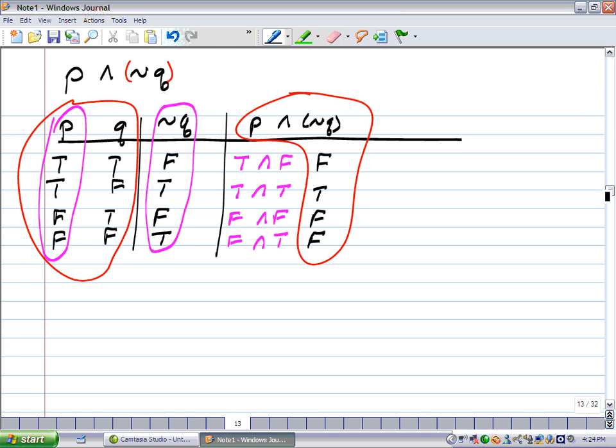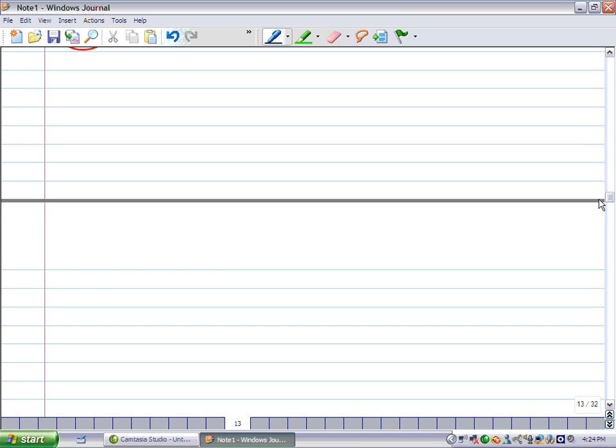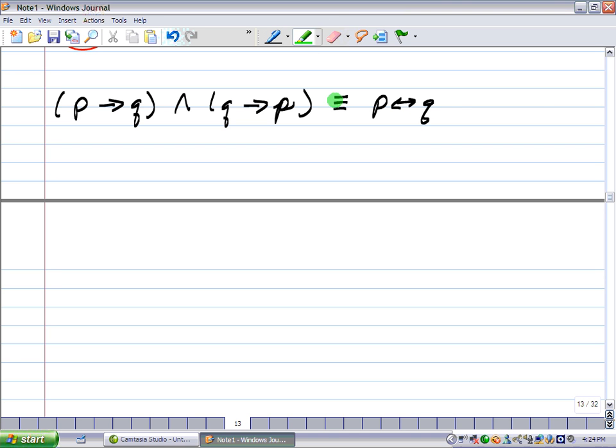Okay, let's look at another example. Let's try P implies Q and Q implies P. This is the same thing as P if and only if Q. We don't use an equal sign because these are not quantities. We use a congruent sign, meaning that these 2 are the same. We only have 2 letters, P and Q, so those are going to be our 2 values.